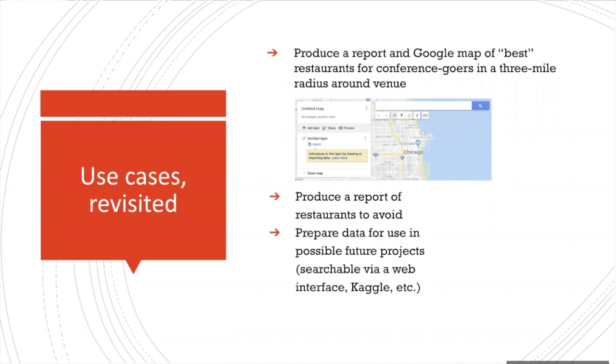In our use cases, we decided to produce a report and a Google map of the best restaurants for conference goers to go to within a 3-mile radius of the venue. For our presentation at the conference, we were going to produce a list of restaurants to avoid. And then we were going to prepare data for use in possible future projects via searchable web interfaces such as Kaggle.